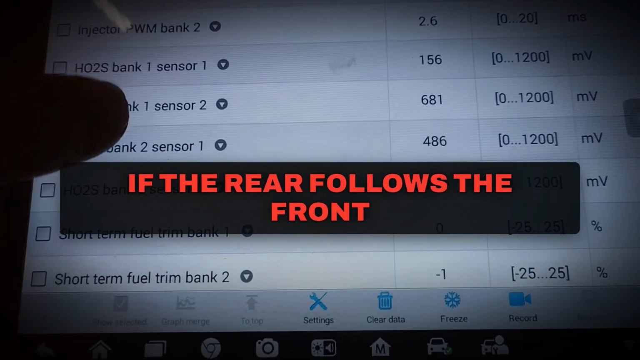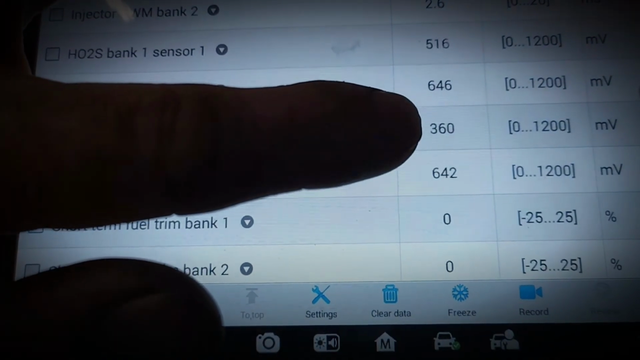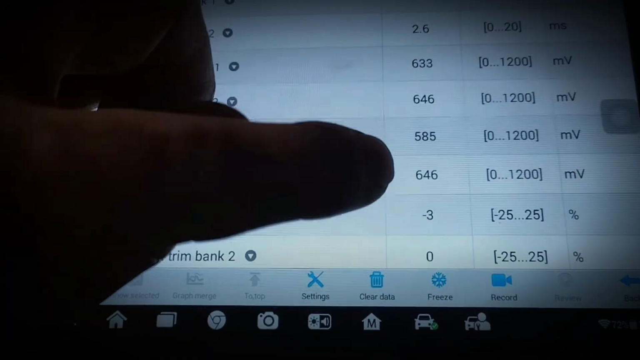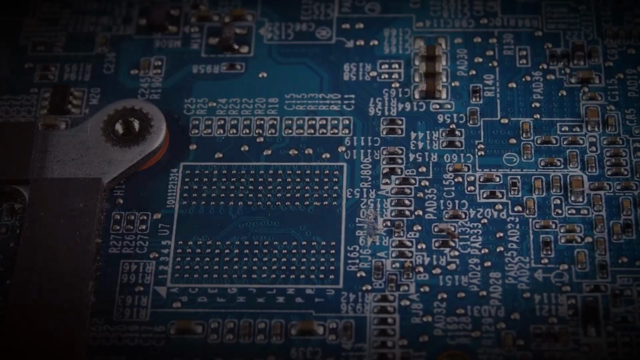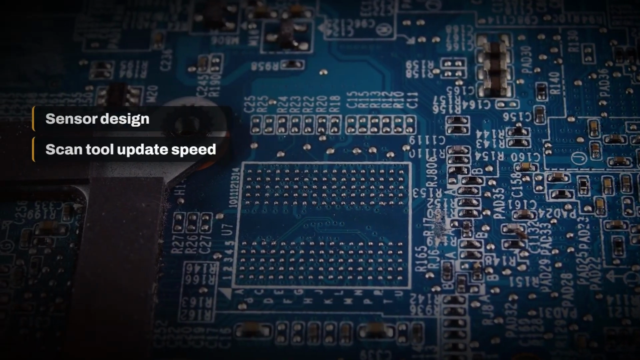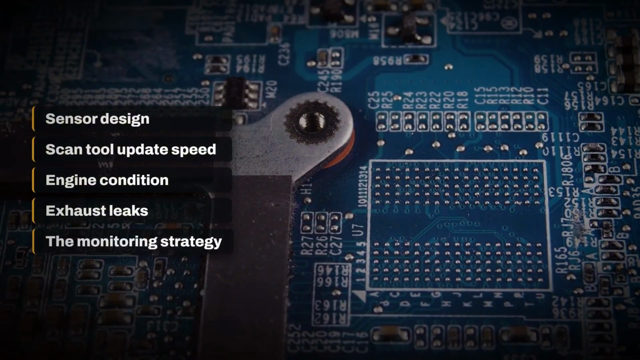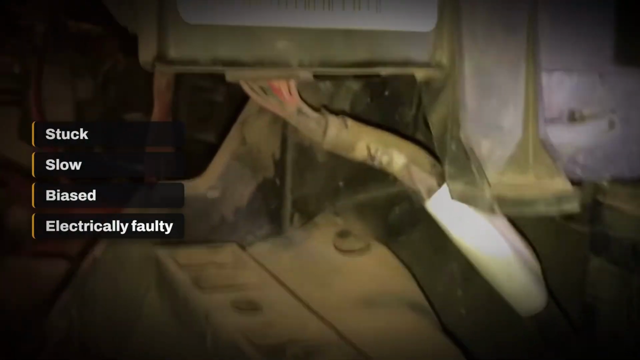If the rear signal follows the upstream activity too closely under valid test conditions, reduced catalyst oxygen storage capacity becomes more suspicious. But that pattern is supporting evidence. It is not universal proof. Sensor design, scan tool update speed, engine condition, exhaust leaks, and the vehicle's monitoring strategy all affect what the graph looks like. A rear sensor that is stuck, slow, biased, or electrically faulty requires circuit diagnosis.